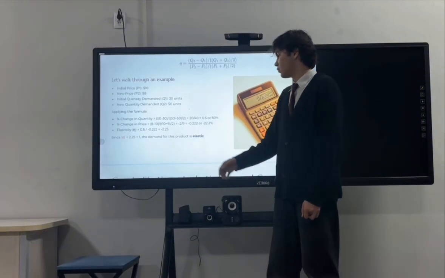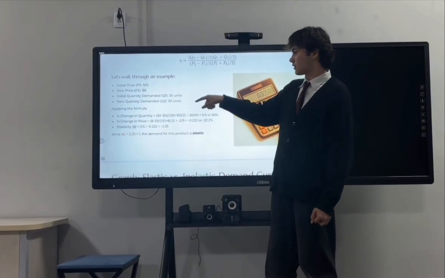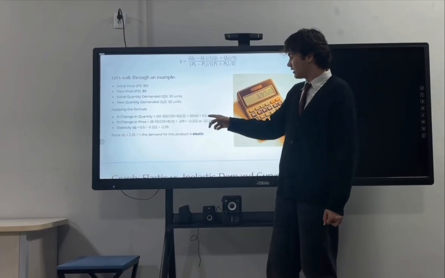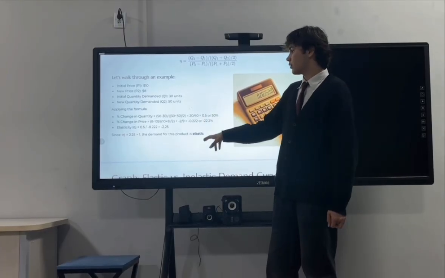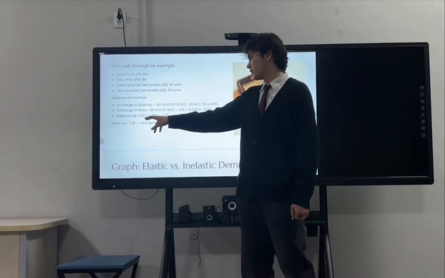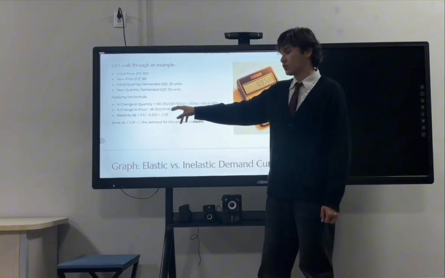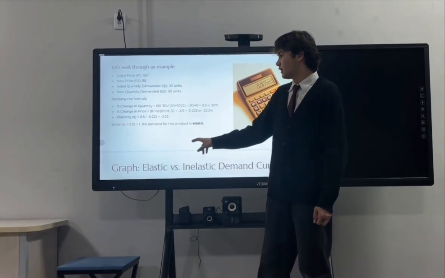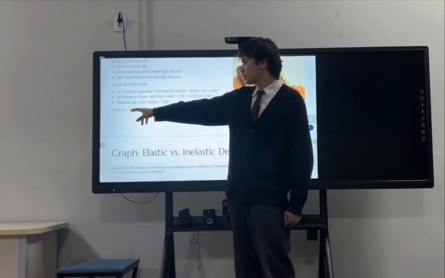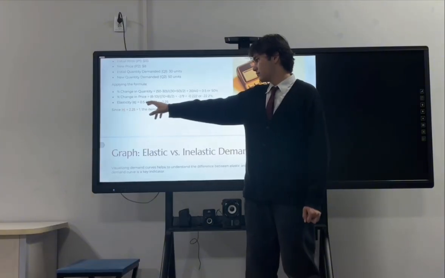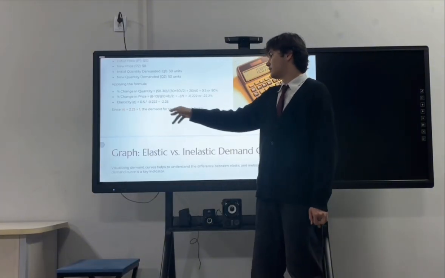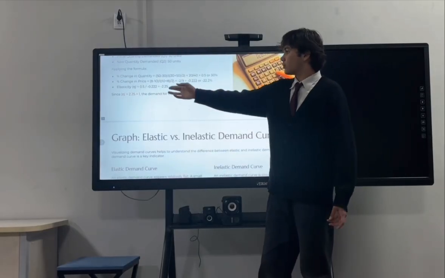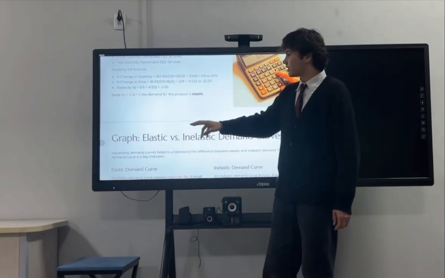How do we find the change in price? The same way as the quantity demanded, and our answer is minus 22.2%. So elasticity is 0.5 divided by negative 0.222, which equals negative 2.25. Since our absolute value is higher than 1, the demand for this product is elastic. The sign is negative, but we take the absolute value.